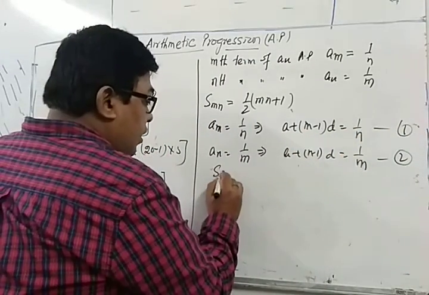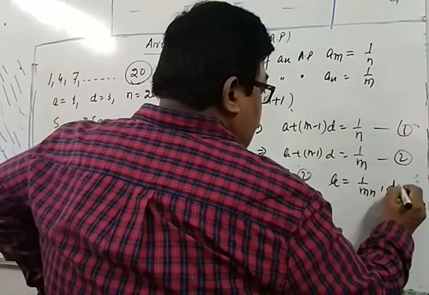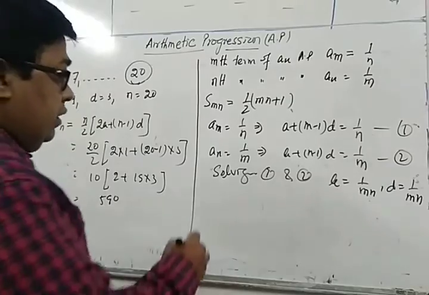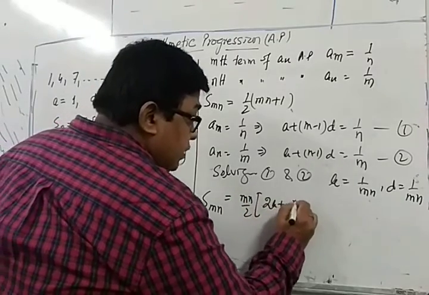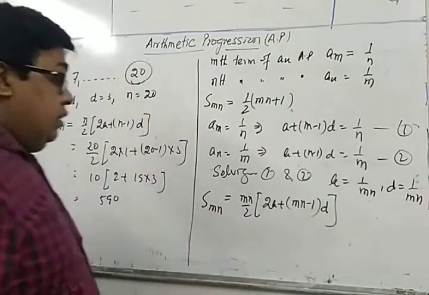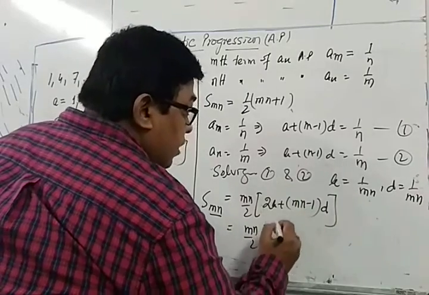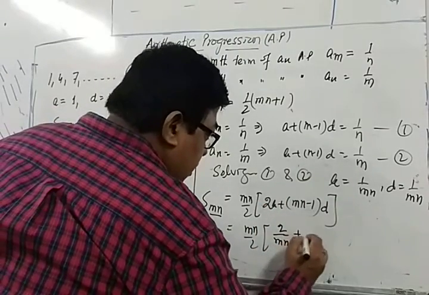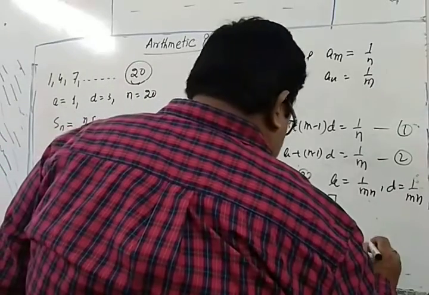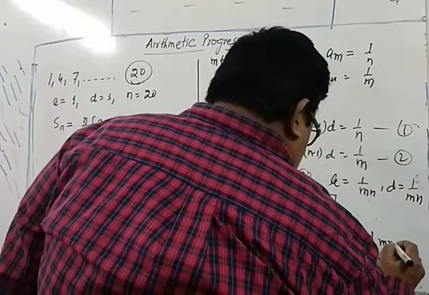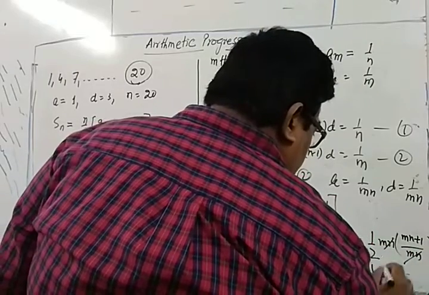In a similar way, solving equations 1 and 2, we get the value of a, which is 1 upon mn, and the value of d, which is also 1 upon mn. After getting this, we use the formula for S_mn, which is mn by 2 into (2a plus (mn minus 1) d). That is the formula of S_n, because here we are using mn terms. So mn by 2, and putting the value of a as 1 upon mn, we get 2 upon mn plus (mn minus 1) upon mn. After solving, this is mn plus 1 upon mn. Now mn cancels, and finally you will have (mn plus 1) by 2.